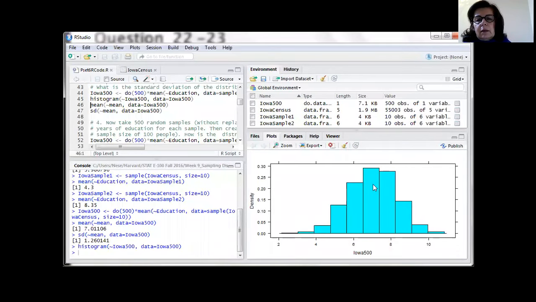It is roughly round-shaped and roughly symmetric. Mound-shaped, approximately symmetrical, and normal. What is the standard deviation of the distribution?